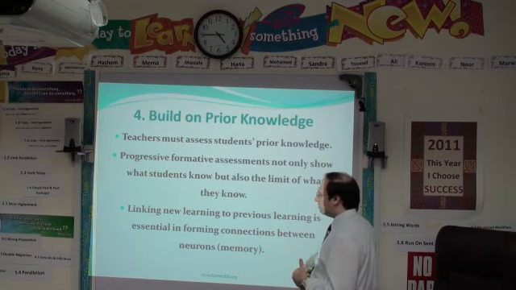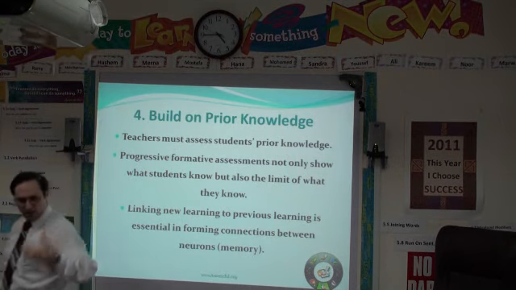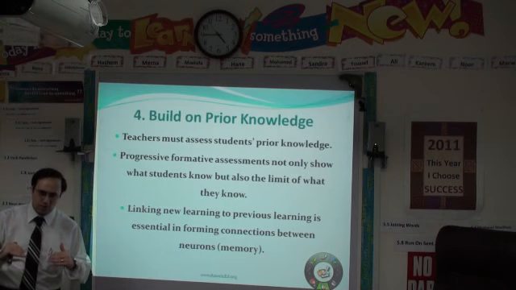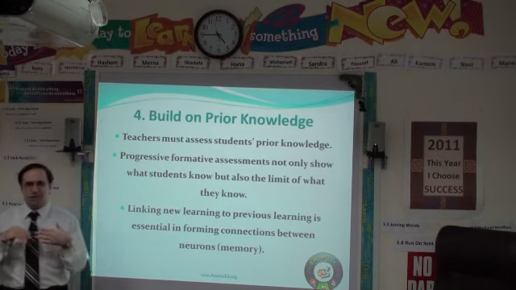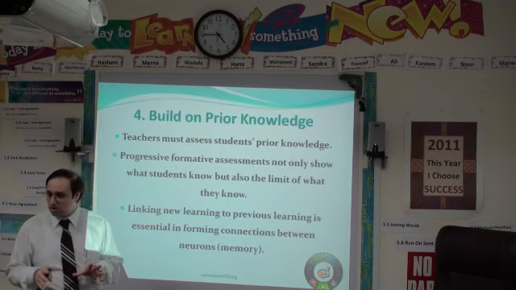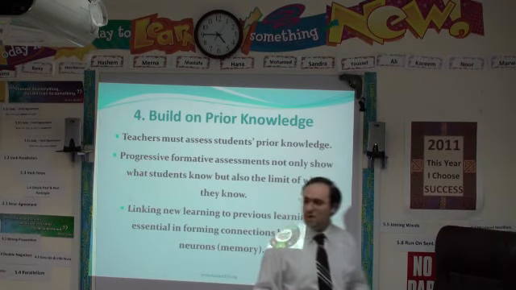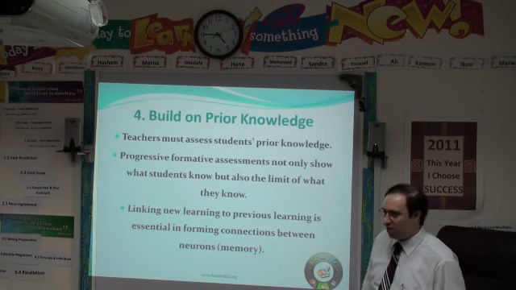Now, when we did this before, the progressive formative assessment, we had a written sheet, a written questionnaire where we asked them questions, and we go gradually from what we are sure they know, to what they probably know, to what we don't know whether they know or not, to what they probably do not know. It just keeps on getting harder. So that at the end I can actually tell what the level of most of my students is.